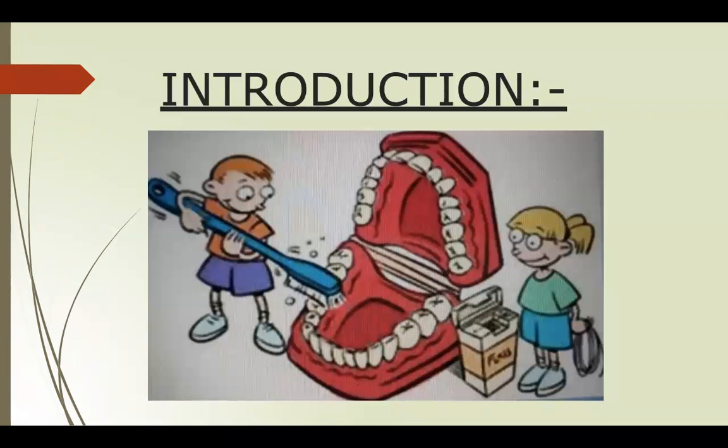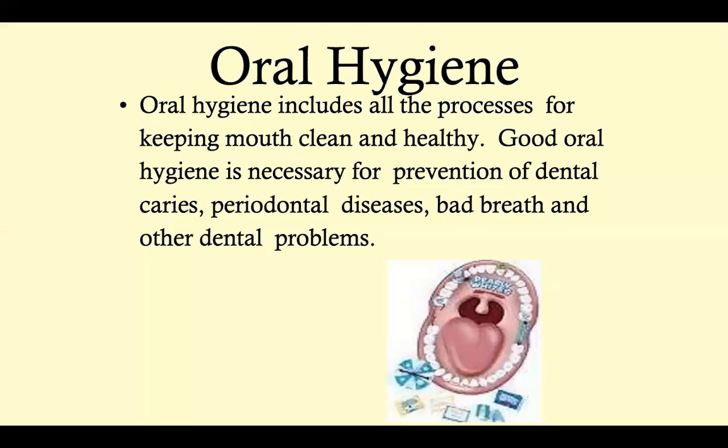Introduction. Now we are going to learn how to clean the teeth and maintain hygiene. You can see with this picture how to maintain oral hygiene, how to take care of your mouth and teeth. So we have to start from the introduction. What is oral hygiene? Oral hygiene includes all the processes for keeping the mouth clean and healthy. Good oral hygiene is necessary for prevention of dental caries, periodontal diseases, bad breath, and other dental problems. So you have to keep your mouth clean, that is oral hygiene.